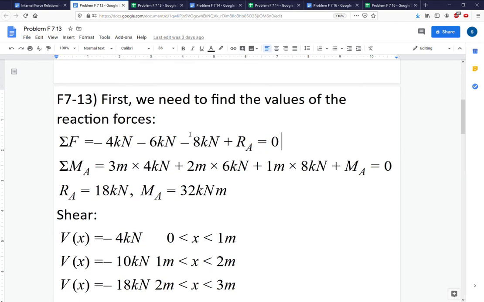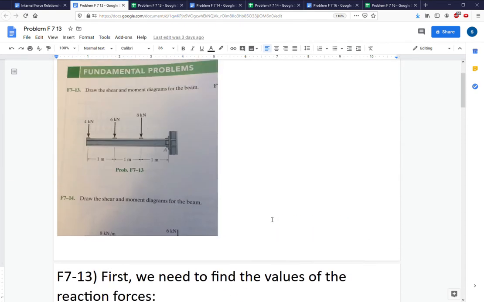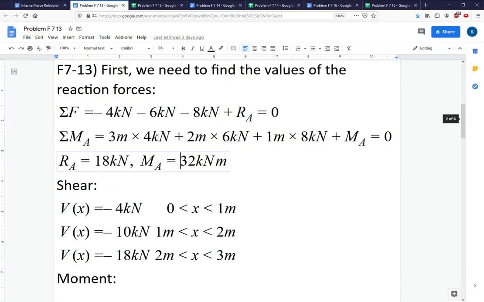Put these 2 formulas together, or even solve them separately, we can see that the reaction force at A is 18 kilonewtons upward, and the reaction moment at A is 32 kilonewton meters in the clockwise direction. So that should be negative.